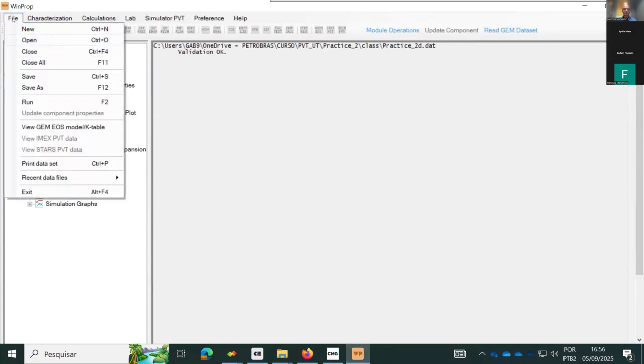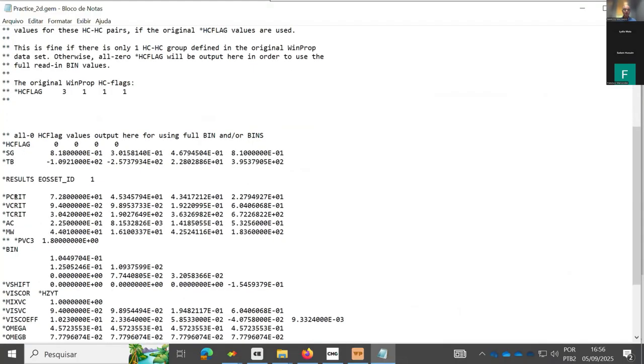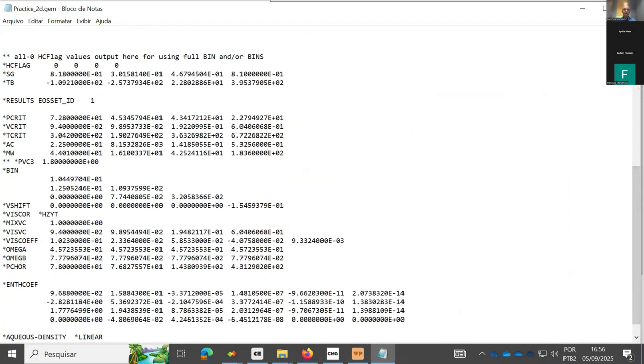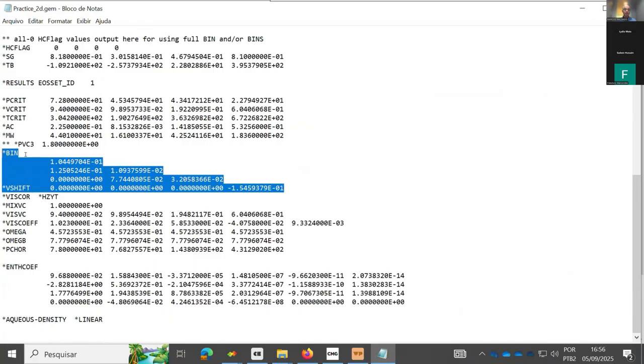If you go to File, go to View GEM EOS Model, and here you have the file to be used in GEM. Just copy and paste in your GEM model. So you have the equation of state of Peng-Robinson, represented by 4 pseudo components, CO2 and 3 hydrocarbon components. Okay, the properties of the components are here, and the matrix of binary interaction parameters are here.